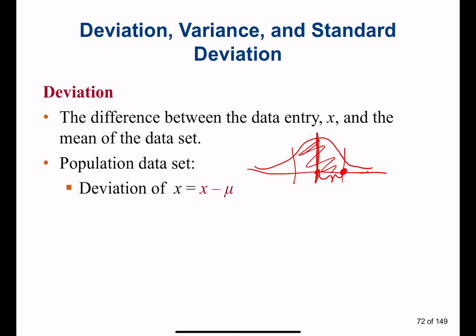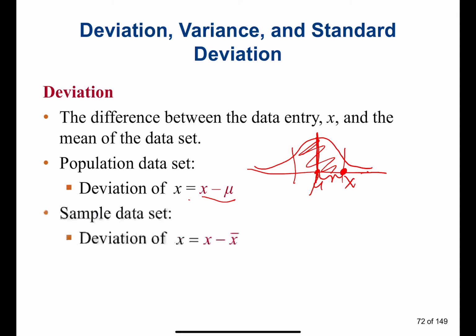So it is x minus mu. x is the value of our element, and mu is the mean of the population. If we are dealing not with a population but with a sample, then the deviation for the sample is going to be x minus x bar. Remember, mu is the average for the population, x bar is the average for the sample.